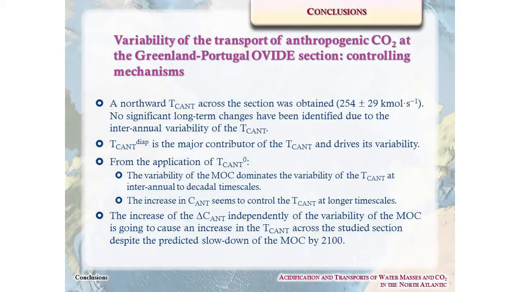And finally, the conclusion of the last study is that we find a northward transport of anthropogenic CO2 across the section with a mean value for the study period of 254 kmol per second, and no significant long-term changes have been identified due to the interannual variability of the transport of anthropogenic CO2. By splitting the transport of anthropogenic CO2 into its components, we conclude that the diapycnal component is the major contributor of the variability, and it is also the main contributor of the transport of anthropogenic CO2 itself.